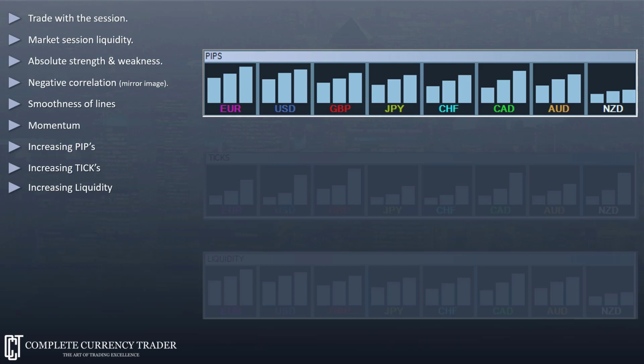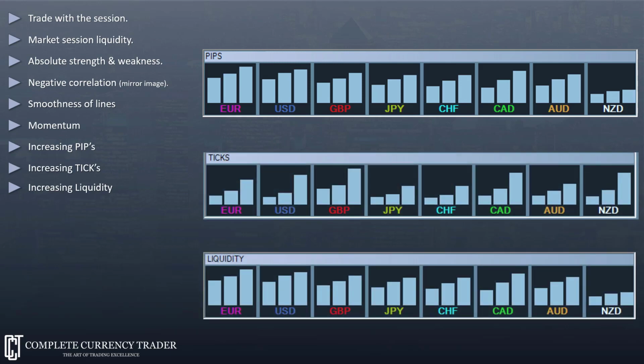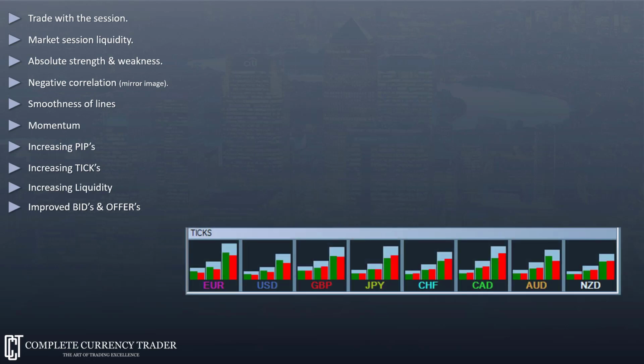Increases in pips, ticks, and liquidity are actually all tied in with identifying momentum, but especially so with pips. Increase in pips is directly related to the pattern of momentum, and it helps us identify it much more easily. Now, there's one final element that will add to your edge, and that is the bid and offer imbalance indicator. That's these red and green bars inside the ticks indicator columns.